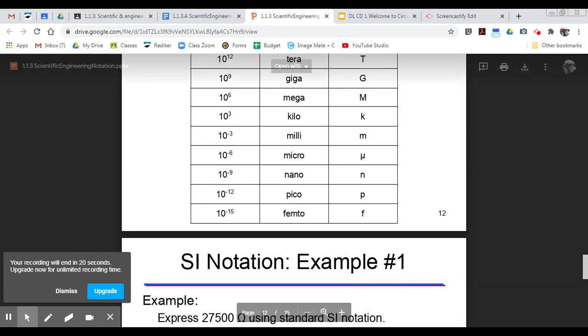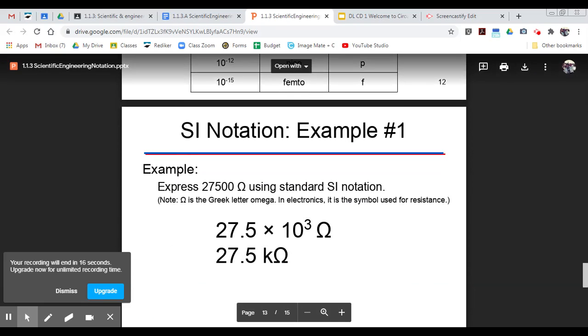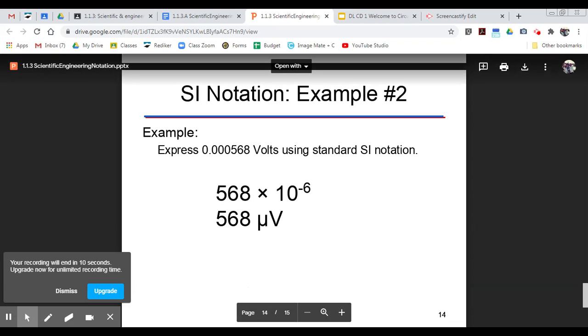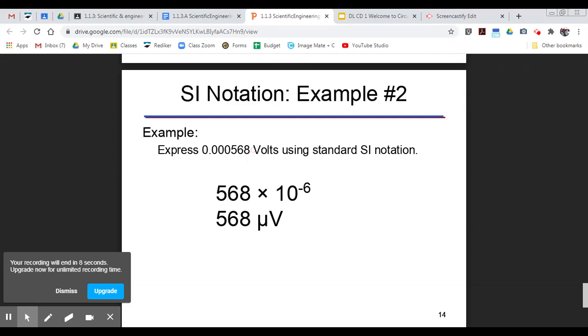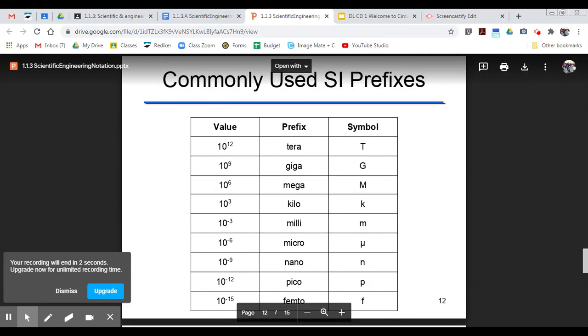10 to the third, we look up here, we see that that is kilo. We put in a K, 27.5 kiloohms. Over here, we see that we had to move over 6 times, 568 times 10 to the negative 6, 568 mV microvolts.